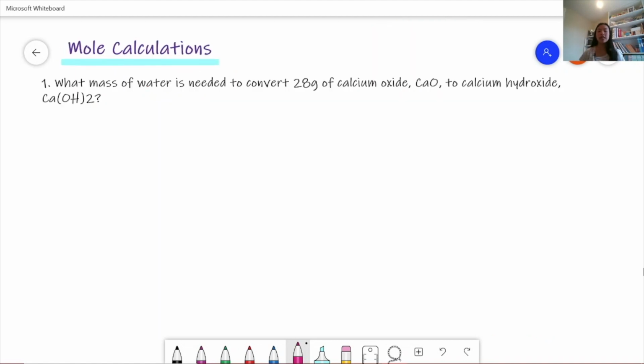So now we're going to look at some mole calculations. So firstly, we're going to try and work out the mass of water needed to convert 28 grams of calcium oxide to calcium hydroxide. So the first thing we need to do with these questions is to write down the chemical equation. So we have calcium oxide, which is CaO, and then we're adding some water, and we're going to form calcium hydroxide.